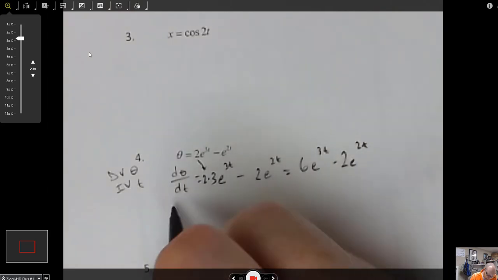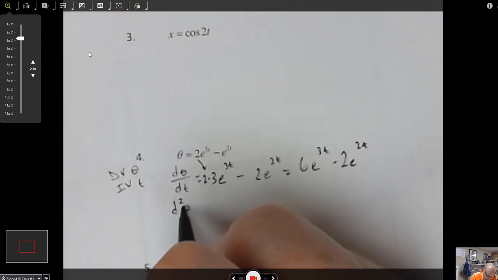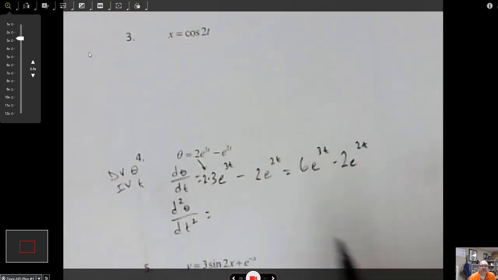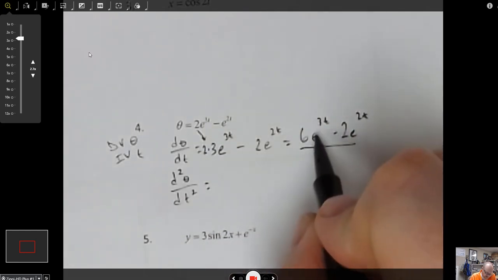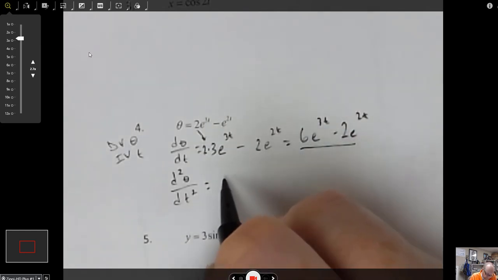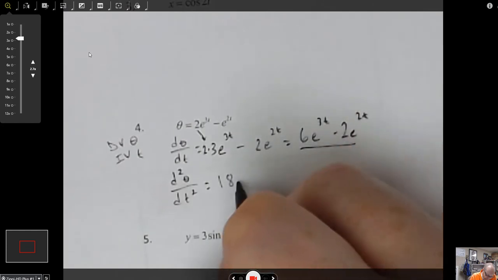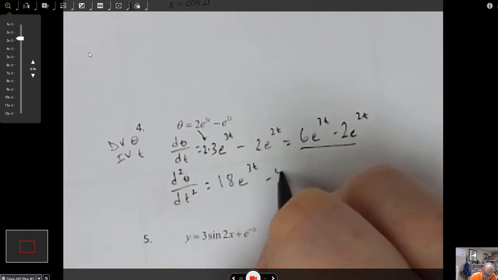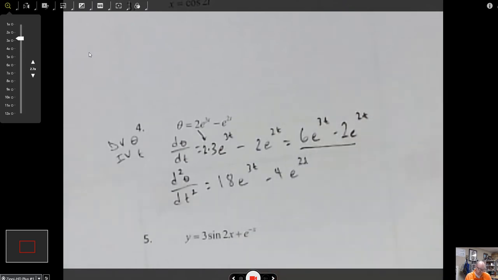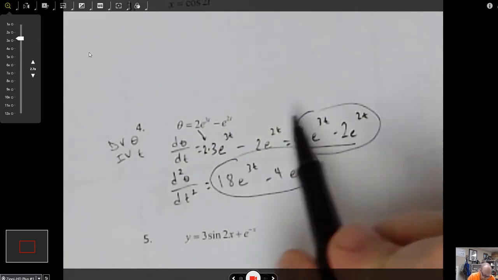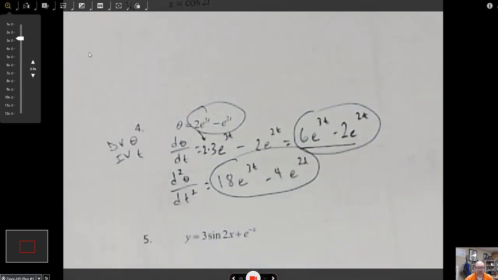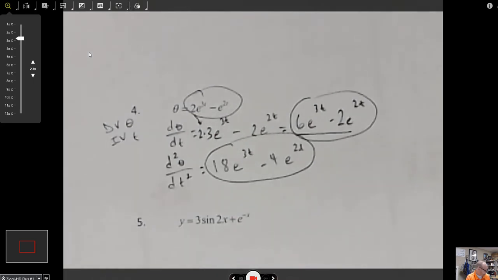I need the second derivative. So I'm differentiating this function. So the derivative of that, you can go through your e to a power rules. It ends up being 18e to the 3t minus 4e to the 2t power. So I'm going to substitute both of those things into the second derivative, the first derivative, and the function in my problem. So let's do that.